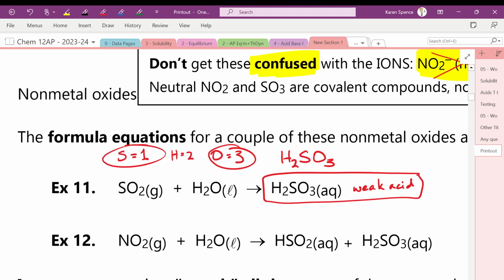Now, the NO2 reaction is more complicated, but it's not bad. I would like you to think of the 2 nitrogen oxyanions. What's up? Oh, it's so wrong. That's because I cut and pasted. It is not as wrong as it looks, but yes, it's very wrong.